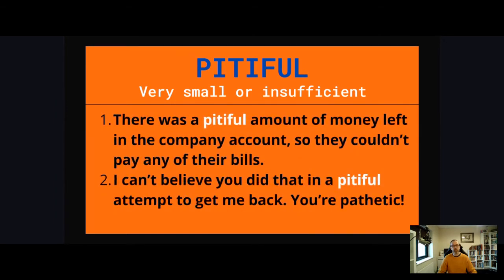So example 1, there was a pitiful amount of money left in the company account, so they couldn't pay any of their bills. Example 2, I can't believe you did that in a pitiful attempt to get me back. You're pathetic.